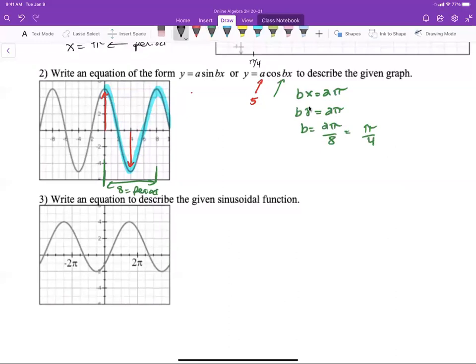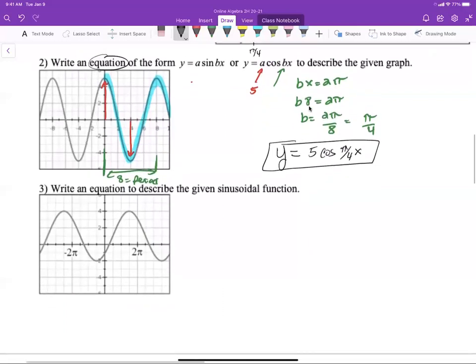So we were asked to write an equation, so we need an equal sign in that. So y equals, the amplitude is 5, this is cosine based on what I chose, b is pi over 4, and I will have x. You do not need parentheses, even if you had something else to add. It is not wrong to add parentheses, it's just not necessary. So there is your answer.